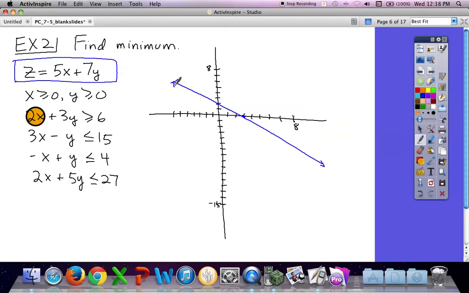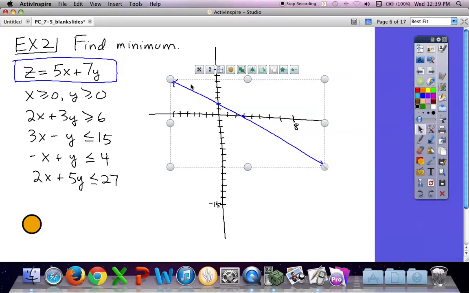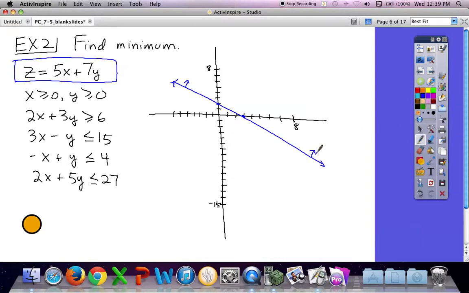Okay, should I shade on the origin side of that, or not the origin side of that? Imagine plugging in 0, 0 here. Not the origin side, right? Because the origin would give you 0 plus 0 is greater than or equal to 6. That's not true. So we want to shade on that side.